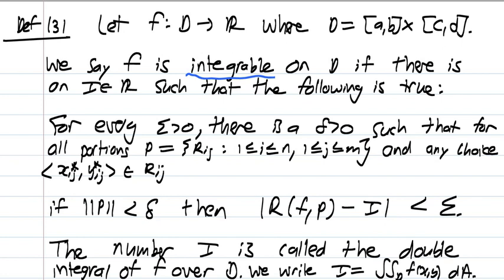So for every epsilon bigger than naught, there is a delta bigger than naught, such that for all partitions P using mn rectangles, and any choice of x_ij, y_ij in the rectangle with indices ij, if the norm of P is less than delta, then the Riemann sum of f over partition P minus I has an absolute value less than epsilon.